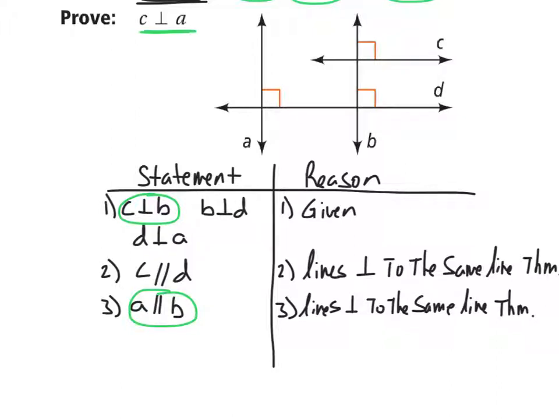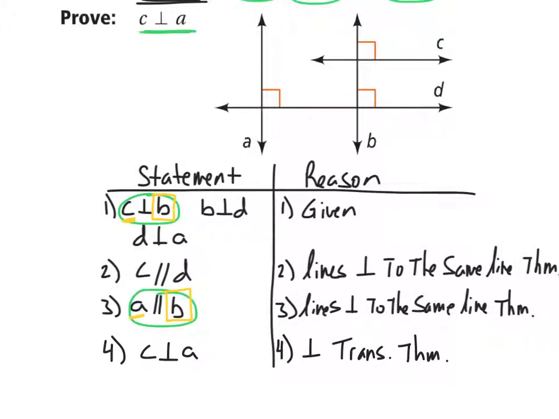If a line is perpendicular to one of two parallel lines, then it's perpendicular to the other. So C is perpendicular to B, which is one of these parallel lines. Therefore, it must be perpendicular to the other. So that's exactly what we want to say here. We can now say that C is perpendicular to A by the, and what do we call that? Perpendicular transversal theorem. Perpendicular transversal theorem.